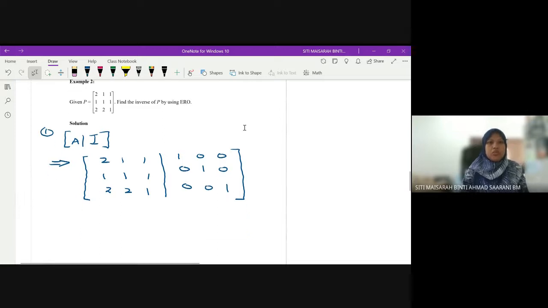Okay, so we are doing ERO until we get IA lah. So kalau IA dia akan jadi, depan dia akan jadi 1, 0, 0, 0, 1, 0, 0, 0, 1. And belakang tu akan jadi, dia akan follow lah, akan jadi A inverse. Okay, so dia punya first step, we want to obtain the first position on the leading diagonal. Kat sini kita nak jadi 1.